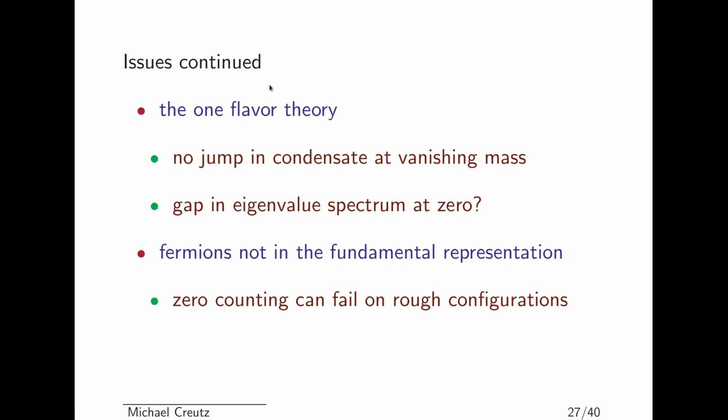An interesting issue is the one-flavor theory, which I talked about the other day. The one-flavor theory doesn't have any kind of jump in the condensate at vanishing mass, which means somehow this projection onto the circle must leave a gap in the eigenvalue spectrum at 0. This has not really been studied. I think it would be an interesting problem. It's also been shown that when the fermions are not in the fundamental representation, the counting of zero modes can get screwed up on rough configurations. This was shown some years ago.